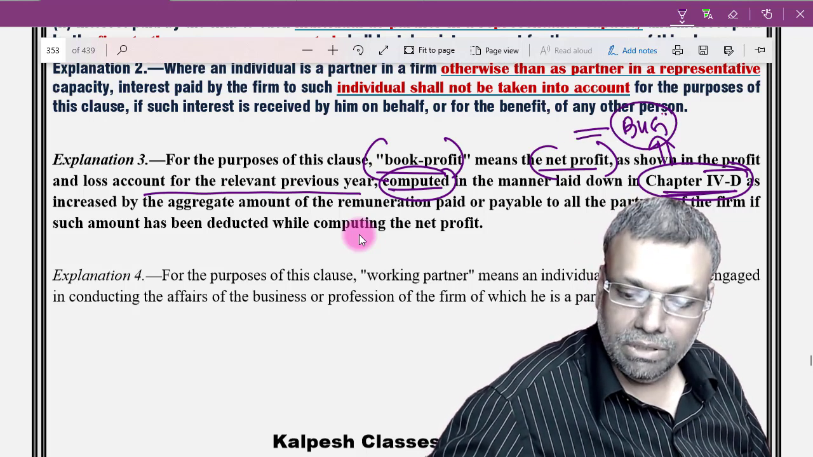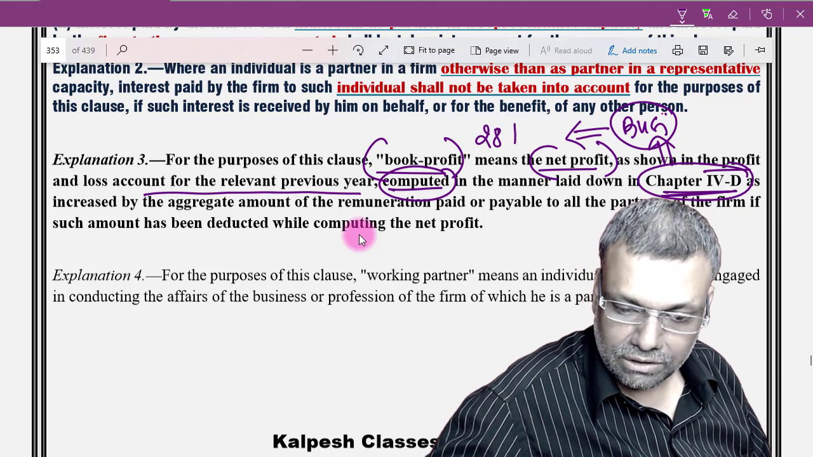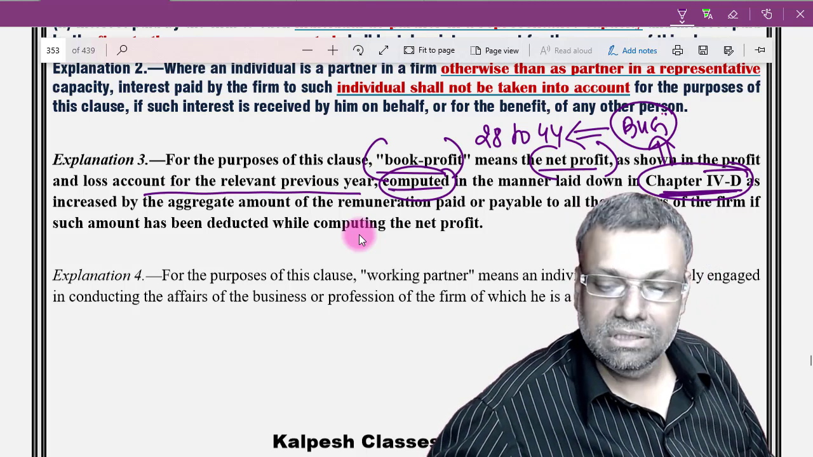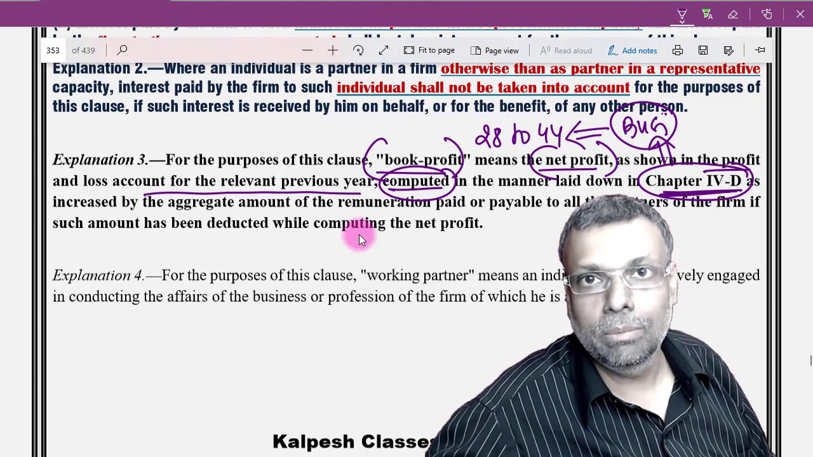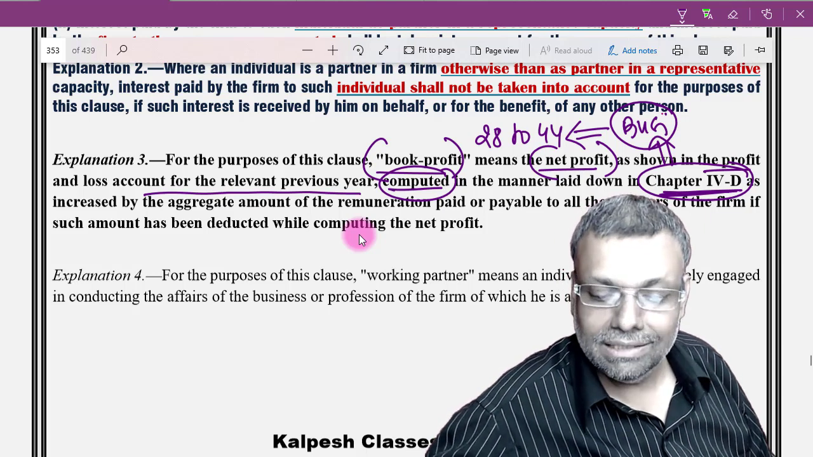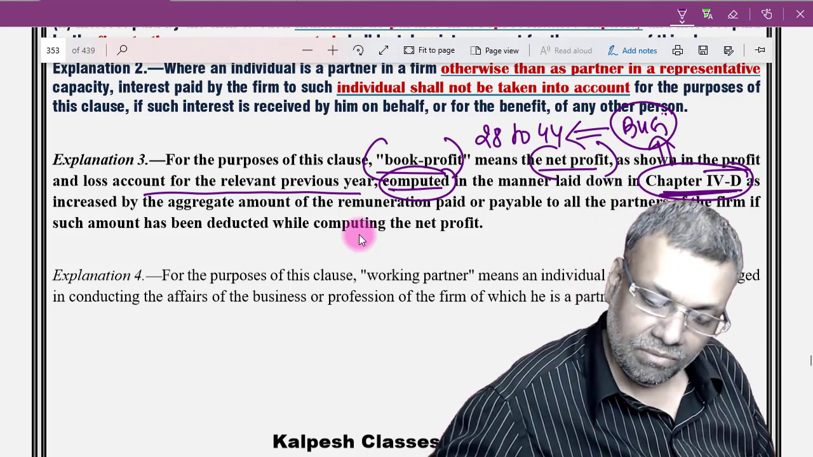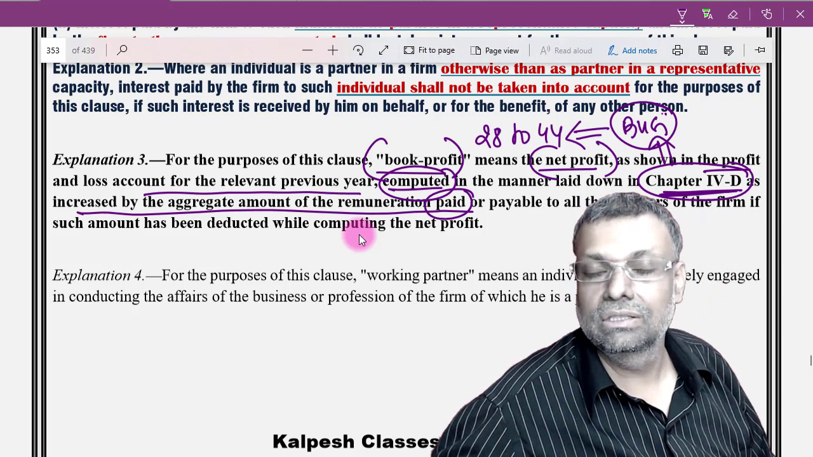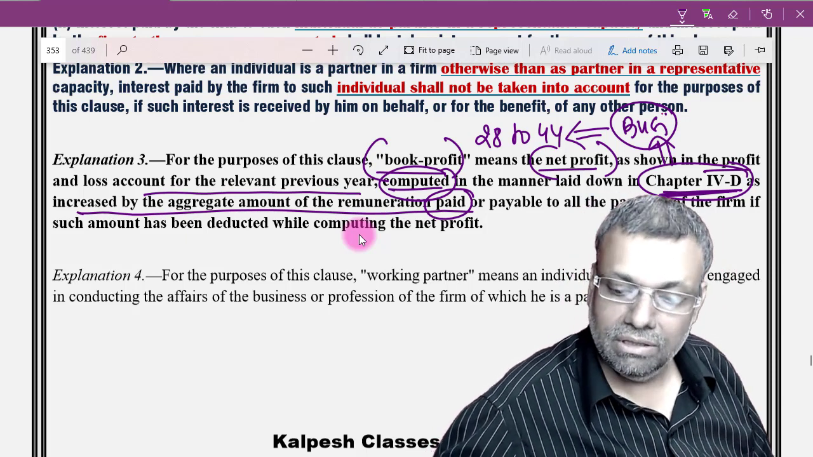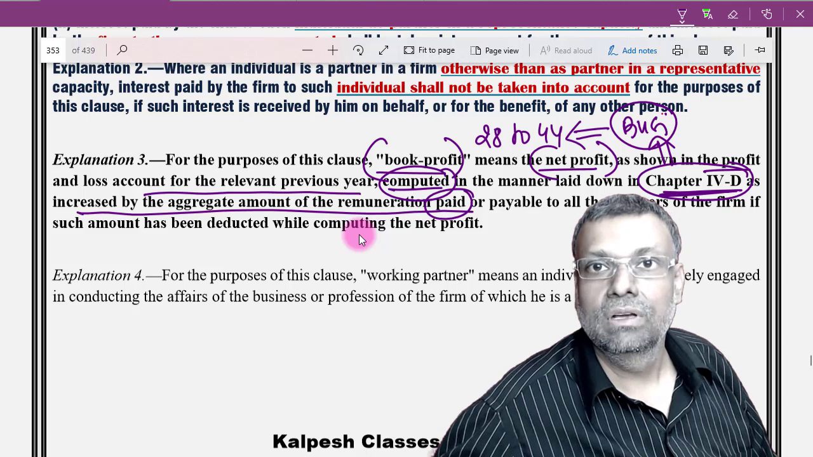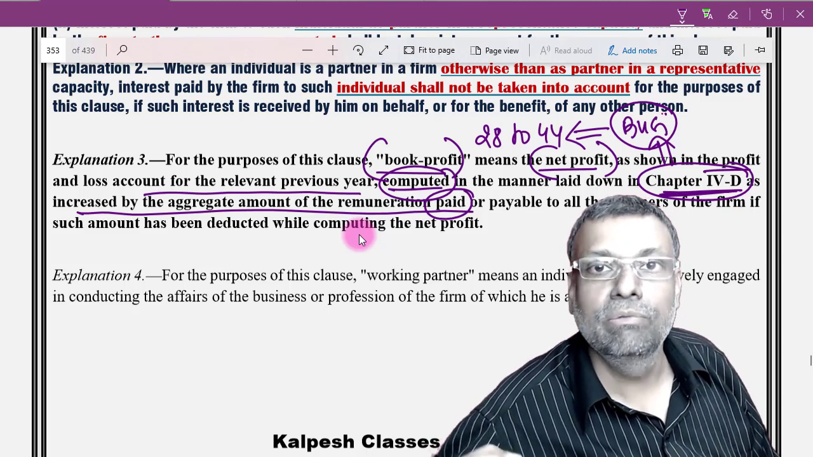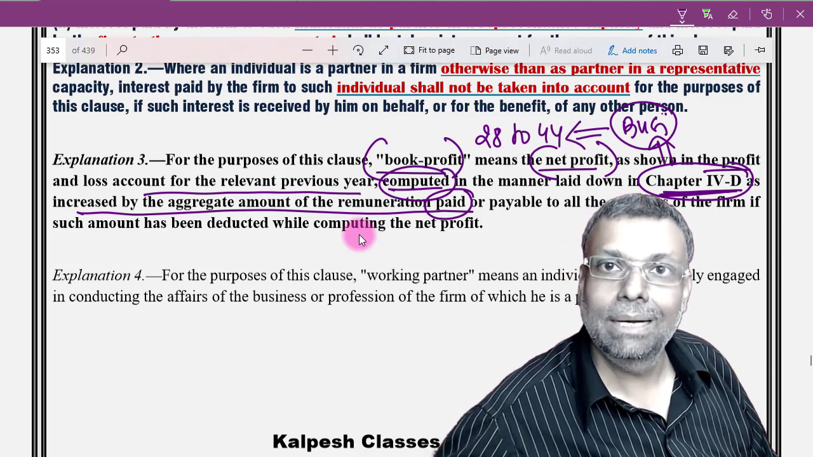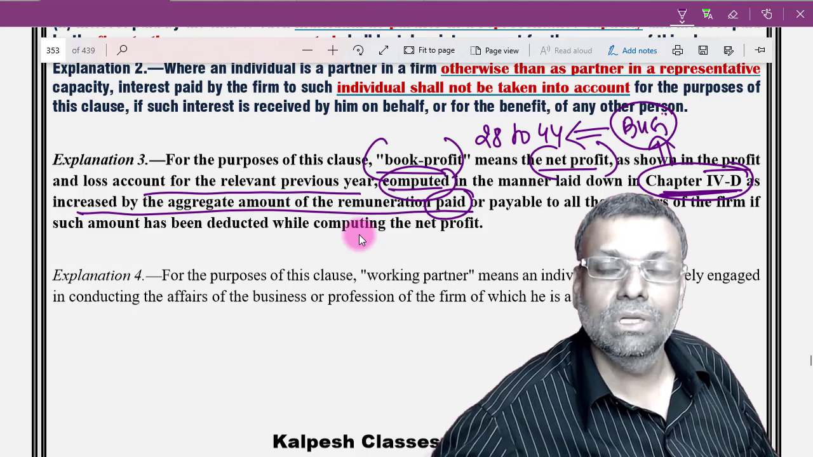Now the business income chapter is the group of sections called 28 to 44. After considering all the provisions of 28 to 44, whatever profit you get as per income tax is what we call book profit. Then it is increased by the aggregate amount of remuneration paid, which means you have to disallow the remuneration. That means this should be the profit immediately before doing the remuneration adjustment, and that is the reason we logically conclude that book profit is that profit which is after the interest adjustment but before the remuneration adjustment.